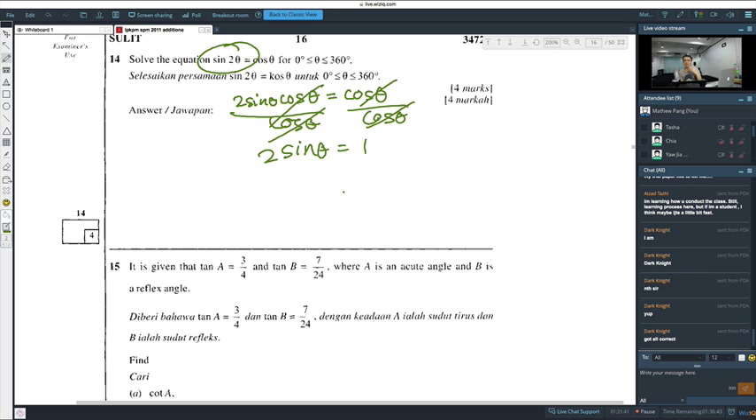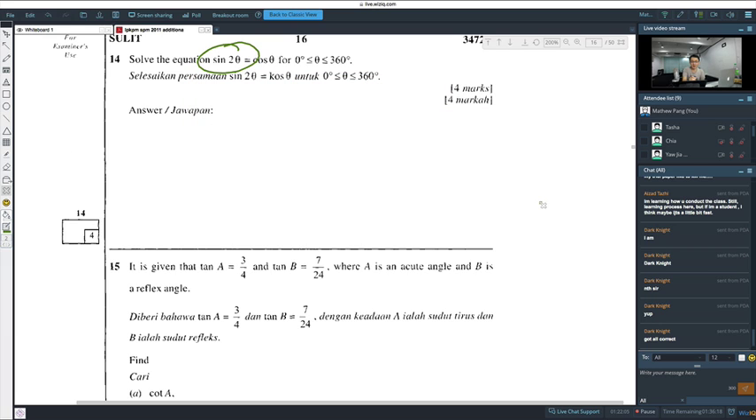Why? Because cos delta do have the value. If you learn about cos graph before, cos delta equals 0 basically means 90 degree and 270 degree. So you cannot divide the cos, because cos delta equals 0 do mean something, means you cannot divide the cos like this. Especially in trigo, you can't use the divide method. Alright, you must be careful about this part.